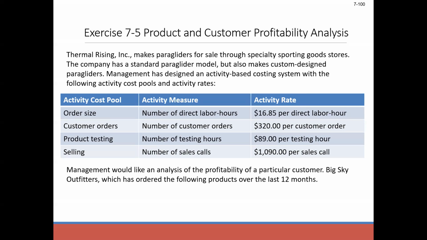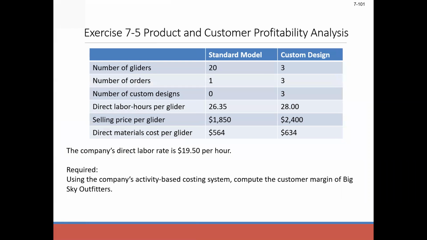Here's another problem, guys. Thermal Rising makes paragliders for sale through specialty sporting goods stores. The company has a standard paraglider model, but also makes custom designed paragliders. Management's designed an activity-based costing system with the following activity cost pools and activity rates. Management would like an analysis of the profitability of a particular customer. Big Sky Outfitters has ordered the following products over the last 12 months. The company's direct labor rate is $19.50 per hour. Using the company's activity-based costing system, compute the customer margin of Big Sky Outfitters.